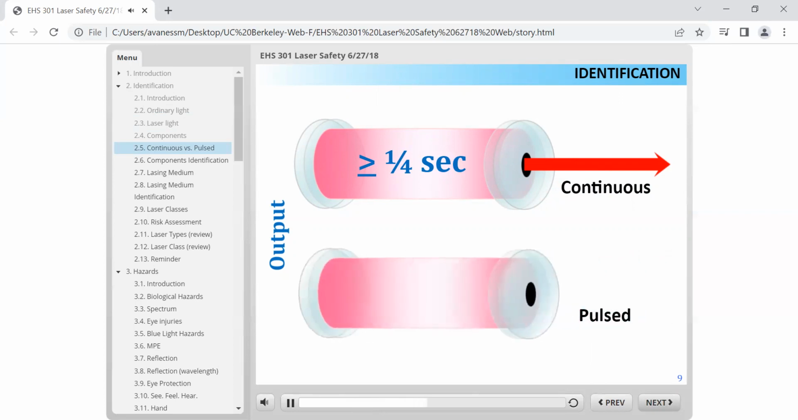Pulsed lasers emit beams in a single pulse or a train of pulses for a period less than a quarter of a second. If you're struck in the eye by one pulse, you are unlikely to be struck by a second pulse due to this time gap. However, pulsed lasers are usually more hazardous than continuous lasers because the peak power for each pulse can be very high, causing biological damage to the eyes and skin. Energy for these lasers is expressed in the form of joules per second.